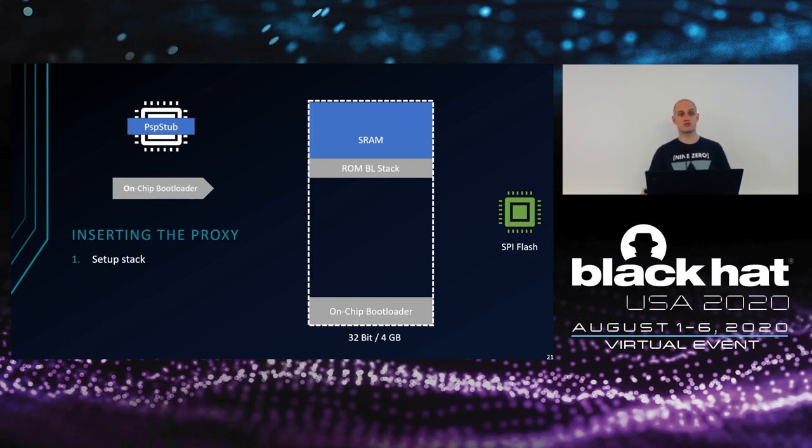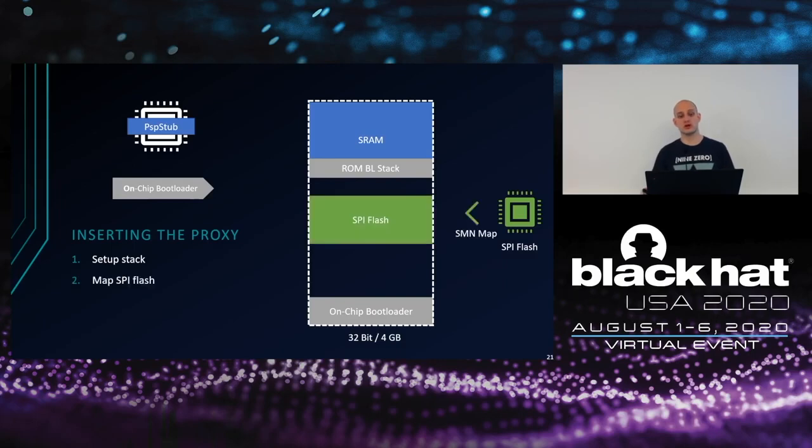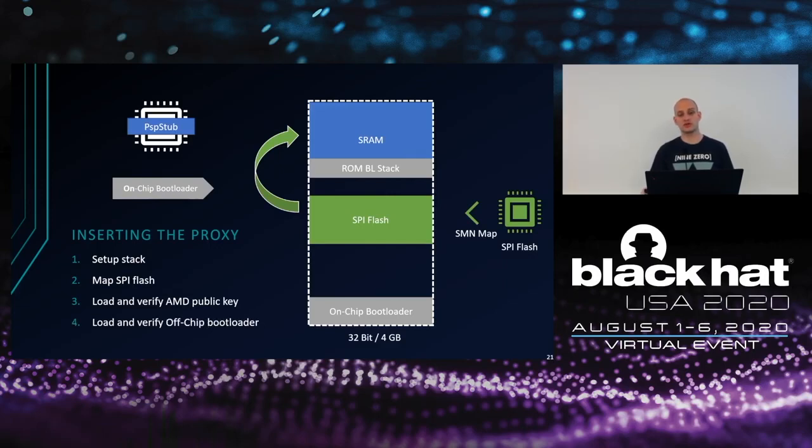And then we need to load and verify the off-chip bootloader, which is stored on the SPI flash. So the next step for the on-chip bootloader is to map the SPI flash. Then the on-chip bootloader will load and verify an AMD public key, which is present in the SPI flash. The public key is placed into the SRAM. Once that is finished, the on-chip bootloader will load and verify the off-chip bootloader.